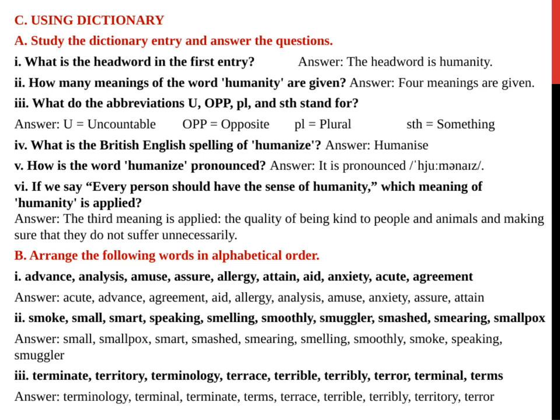Next, let's discuss arranging words in alphabetical order. For example, with the first group of words, the correct order begins with acute and goes on through to attain. The second group of words starts with small and ends with smuggler. And the third group begins with terminology and ends with terror. This exercise helps improve your understanding of dictionary organization and word order.